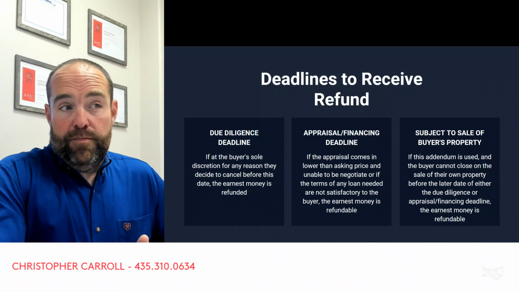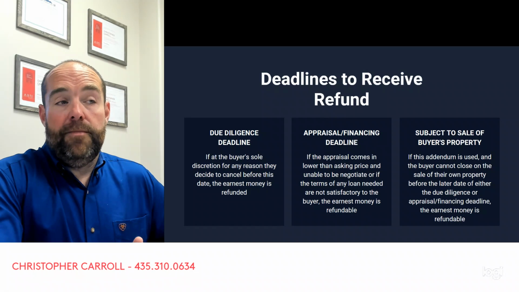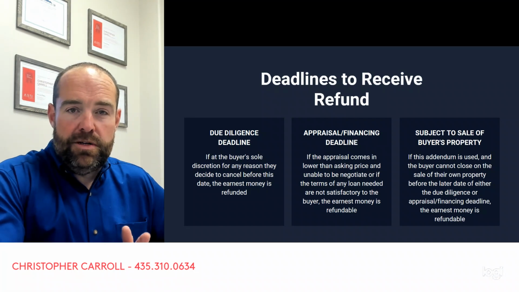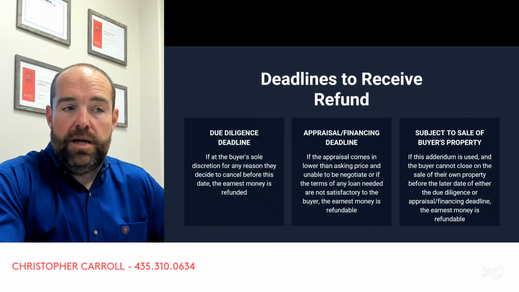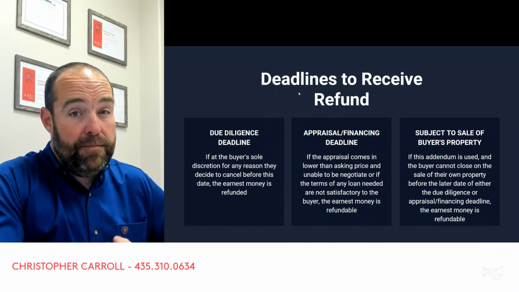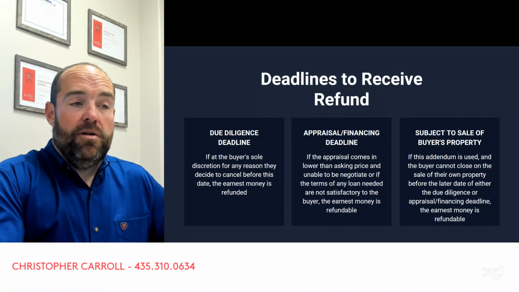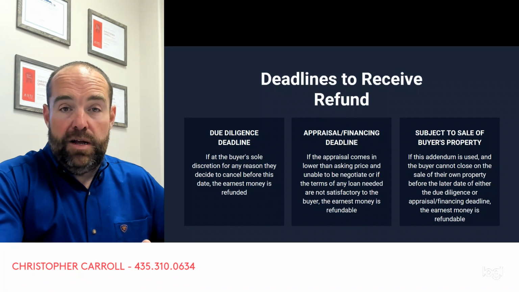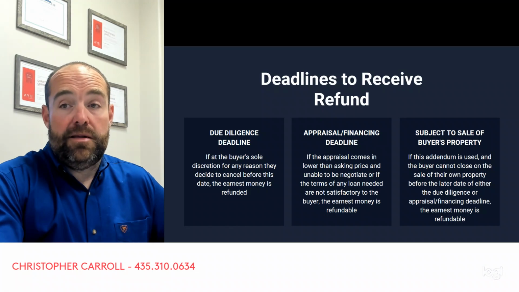The second one is your appraisal and finance deadline. If the appraisal comes in lower than the asking price and you're unable to negotiate a new price, or if the terms of the loan needed are not satisfactory to the buyer and the buyer alone, then the earnest money is refundable. This one you do have to explain why you're canceling the contract to get the earnest money back.